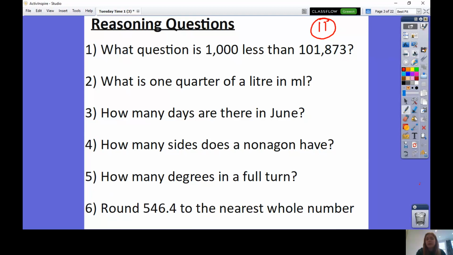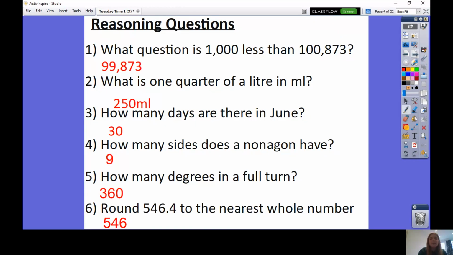OK, I'm going to start going through the answers to these ones as well. For this one, you just needed to remember 1 litre is equal to 1,000 millilitres and then divide that by 4 to get 250. And for this question here, you just needed to remember that rhyme. 30 days have September, April, June and November. All the rest have 31 apart from February, which has 28 or 29 on a leap year. So that tells us June has 30 days.